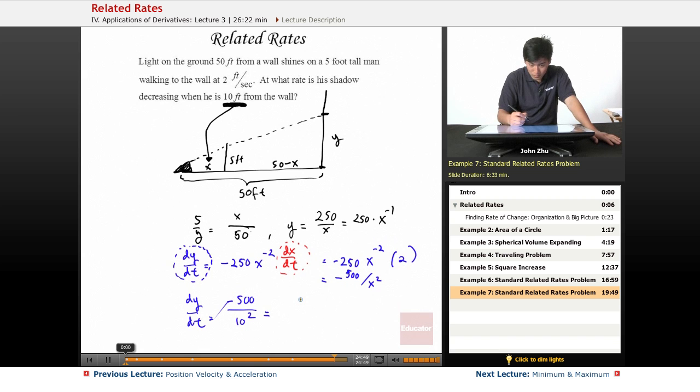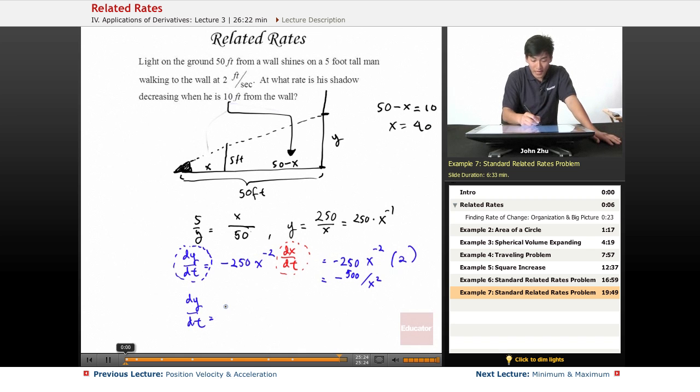Well, actually, x is not what they're giving you. So here it's a little tricky. 10 feet from the wall, well, 50 minus x is 10 feet from the wall. So actually, 10 feet is 50 minus x. So we'll have to do a little bit of arithmetic to get x. So 50 minus x equals 10. Then x equals 40. So then here we have negative 500 over 40 squared, which means negative 5 over 16 feet per second.